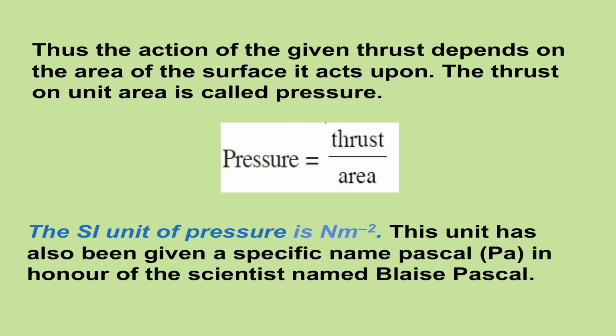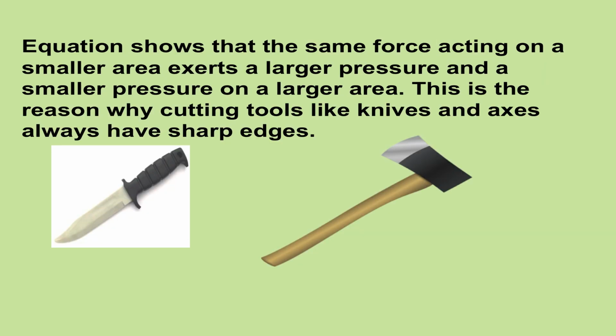The SI unit of pressure is Newton per meter square. This unit has also been given a specific name, Pascal, in honor of the scientist Blaise Pascal. The equation shows that the same force acting on a smaller area exerts a larger pressure and a smaller pressure on a larger area. This is the reason why cutting tools like knives and axes always have sharp edges.